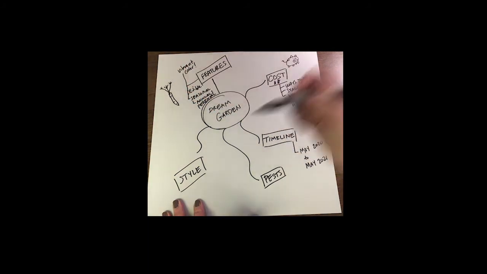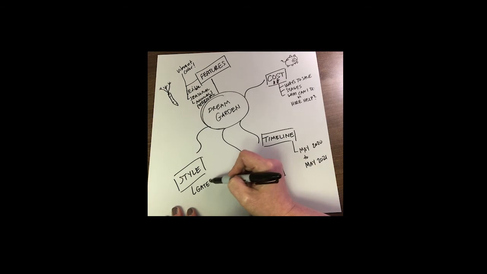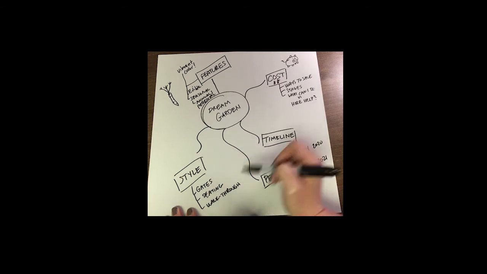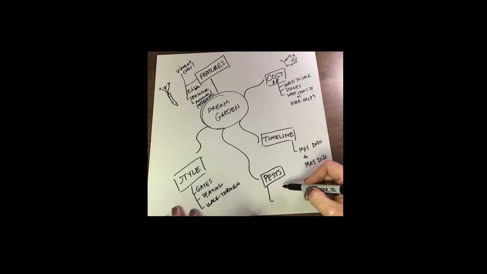The style, it would be cool if I could have some gates and seating and have it be walk through and dreamlike. And that might include tall walls or nets to keep the pests out, to make sure the birds don't eat my fruits. So this first mind map is a rough draft.